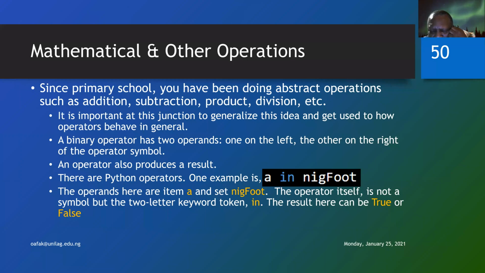And then when you perform that operation, you get a result. The result is the answer after you do the operation. So 2 plus 1, the answer is 3. That is the result. In Python, there are also operators.